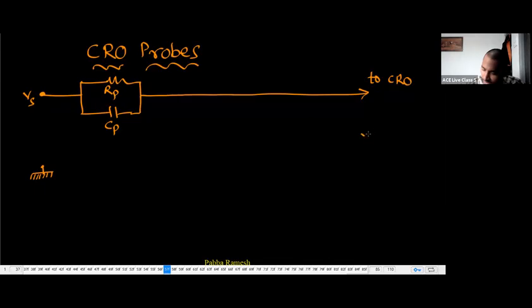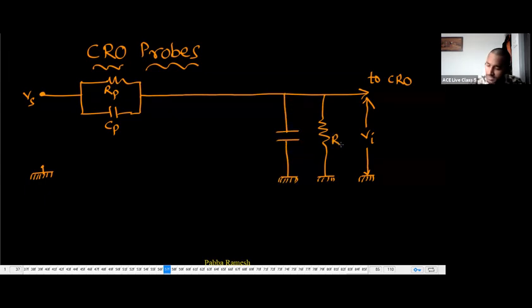On the CRO side, an input voltage will be there definitely. That input voltage is Vi, the input voltage at the CRO. The CRO also has some impedance, right? So there is CRO input resistance Ri and CRO input capacitance Ci. These two are also in parallel. This is the equivalent circuit of the CRO probe.